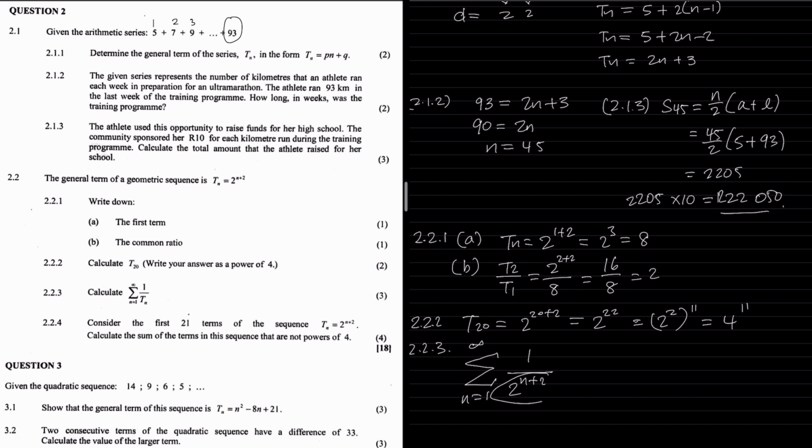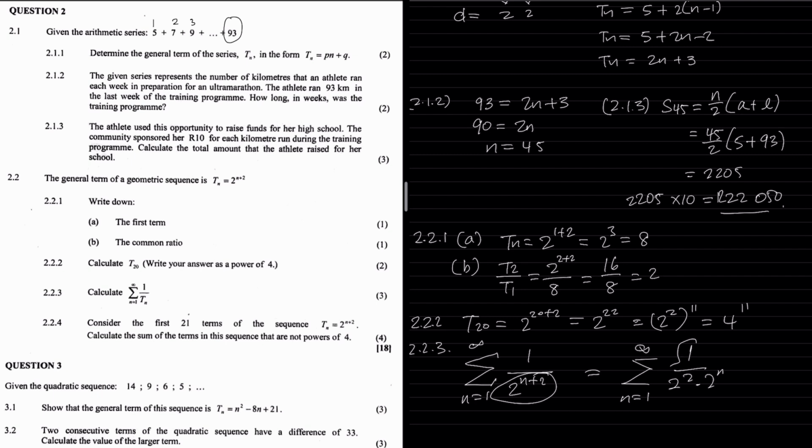Now what I want to do is just separate this. So I can rewrite this, again with the sigma notation, n is equal to 1 up to infinity, and 2 to the power of n plus 2 can be rewritten as 2 to the power of 2 multiplied by 2 to the power of n. So 1 over 2 to the power of 2 times 2 to the power of n.